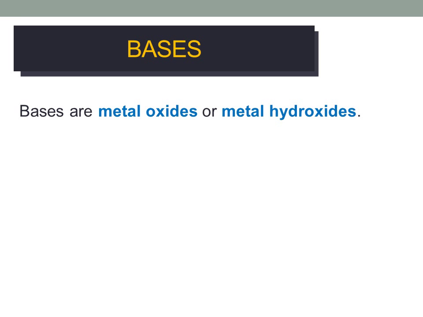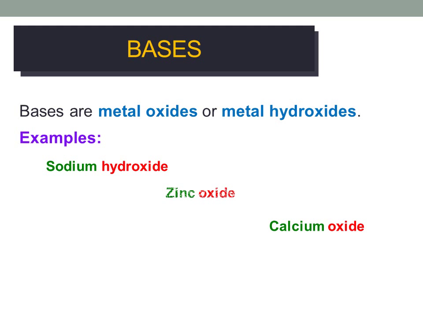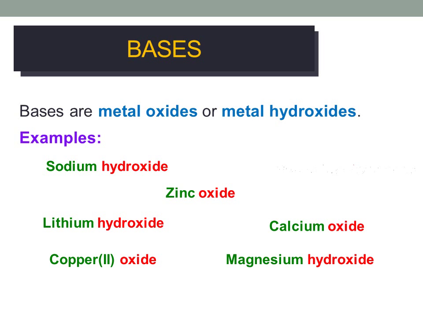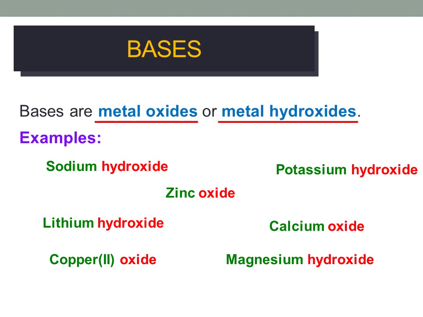So, what are bases? Basically, bases are metal oxides or metal hydroxides. Some examples that I can quickly think of are calcium oxide, sodium hydroxide, zinc oxide, copper 2 oxide, lithium hydroxide, magnesium hydroxide, and potassium hydroxide. These are all considered bases as they are either metal oxide or metal hydroxide.